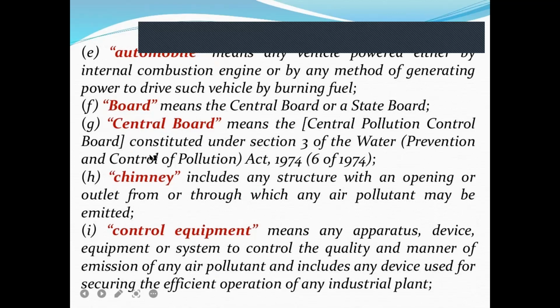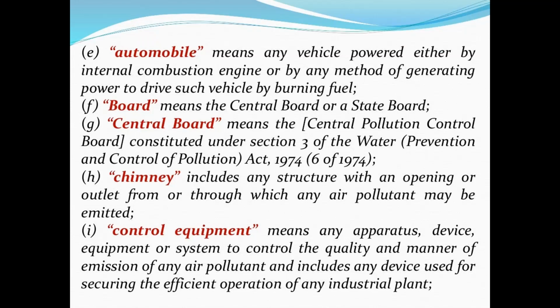Then automobiles means any vehicle powered either by internal combustion engine or by any method of generating power to drive such vehicle by burning fuel. Okay, then board means the central board or a state board. Okay, generally कुठले board असतात? Central board, then state board. State related board, central means nation related board.